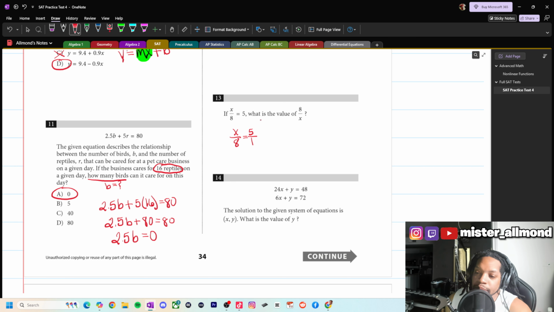I don't know if a lot of people know that if you take the reciprocal of one side of a fraction or one side of an equation, you can do the same thing to the other side. If you go on my Twitch, I got the full widescreen. I can only fit so much on here. But if you set it up like this, all you got to do is flip both sides.